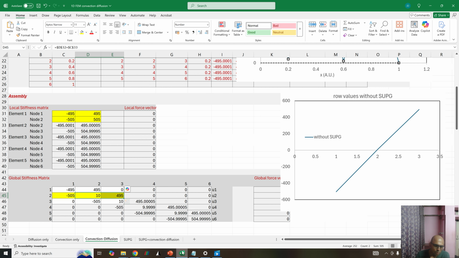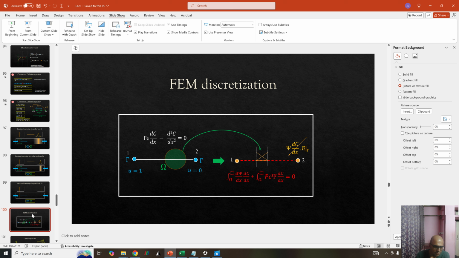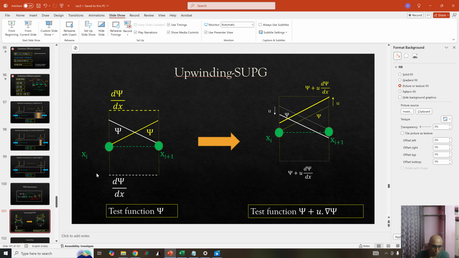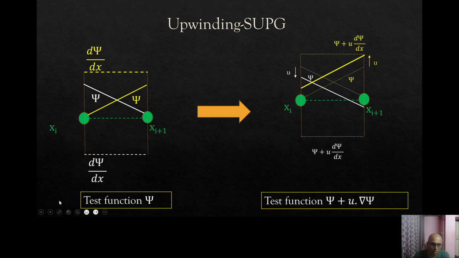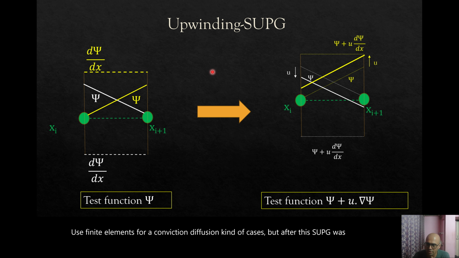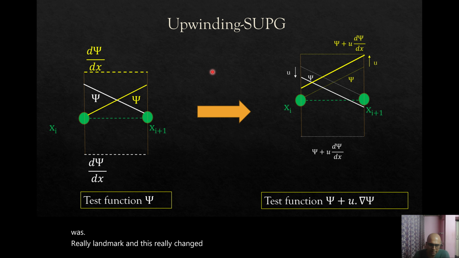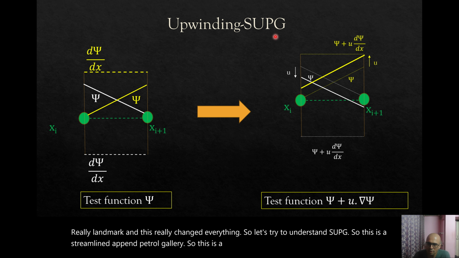Okay. So the way to do this in finite elements was shown by Brooks and Hughes in a very landmark paper. Before this, it was difficult to use finite elements for convection diffusion kind of cases. But after SUPG was invented, this was really landmark, and this really changed everything. So let's try to understand SUPG. This is streamline upwind Petrov-Galerkin.